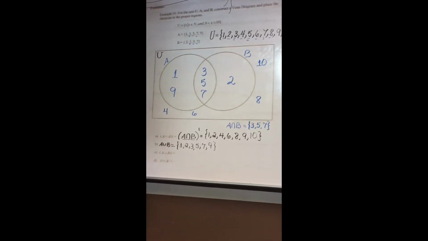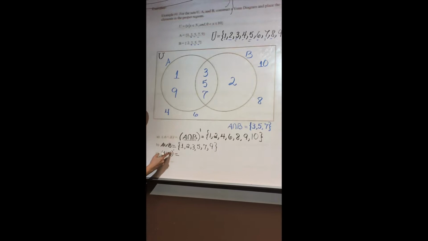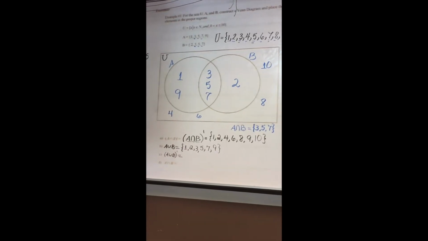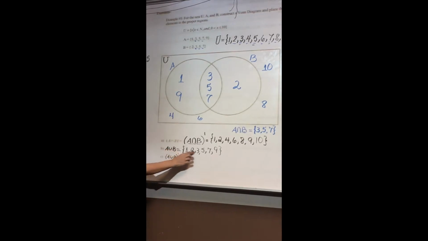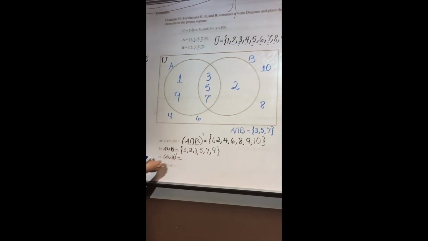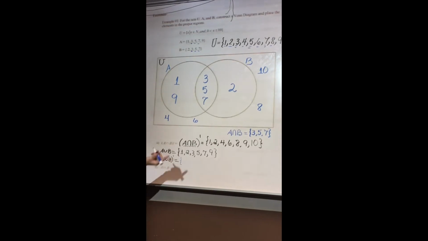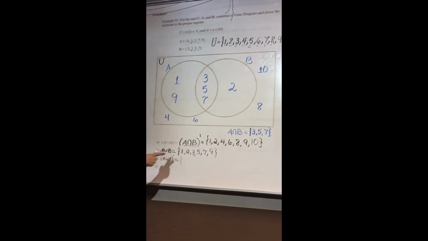Then we're gonna do A union B complement. So basically the complement of this that we just did. What does that mean? Everything that is not this. It is in the universal set, but it's not in A union B. Well, we can go in order. We know it's the elements from 1 to 10 that are not in here.